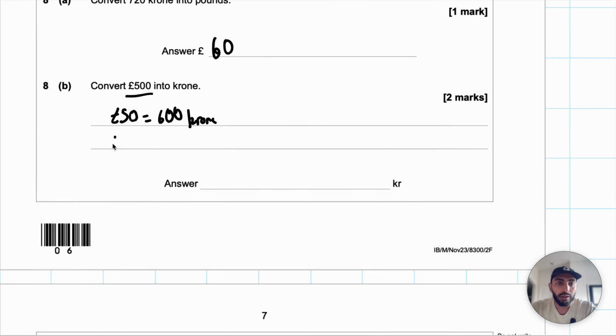I need to multiply that by 10 so that I get 500. So I times that by 10 and I times that by 10. So 600 times by 10 would be 6,000 kroner.